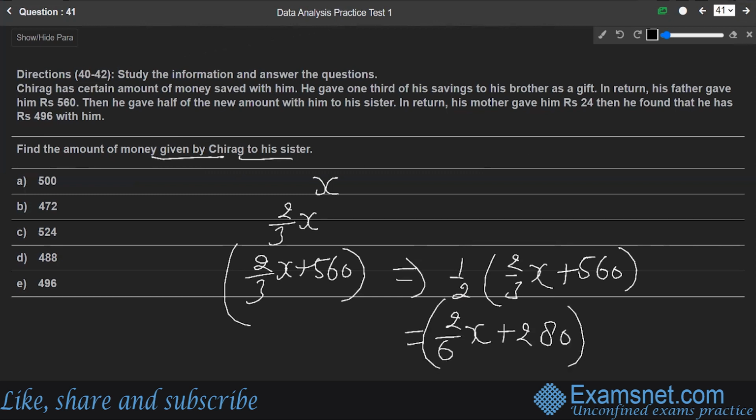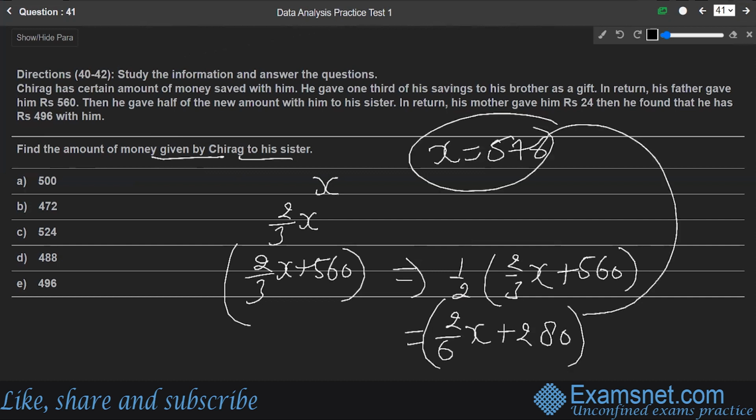This is the amount given by him to his sister, 2 by 6x plus 280 rupees, where we have already calculated the initial amount of Chirag, the x value in the last question, which is 576 rupees. So we just need to put the 576 rupees value as x in this formation, and then we will be able to find out the amount given by him to his sister. So let us put the value of x: 2 by 6 into 576 plus 280.